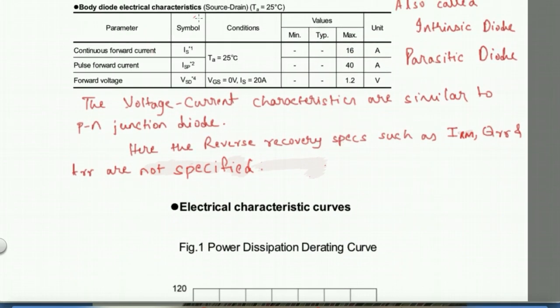Body diode electrical characteristics. Body diode is also called intrinsic diode or parasitic diode. Continuous forward current IS at ambient of 25 degrees Celsius is 16 amps. Pulsed forward current ISP is max 40 amps. Forward voltage VSD for gate source voltage of 0 volt and forward current of 20 amps is max 1.2 volt. The voltage current characteristics of body diode are similar to a PN junction diode. In this data sheet, the reverse recovery specs such as peak recovery current, reverse recovery charge and reverse recovery time are not specified.